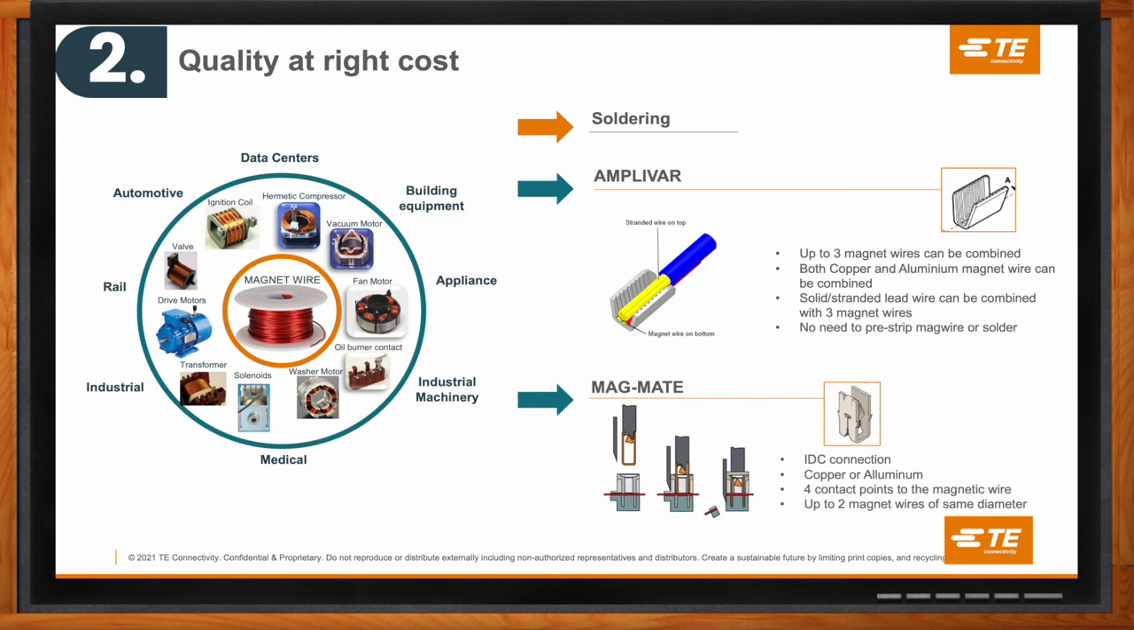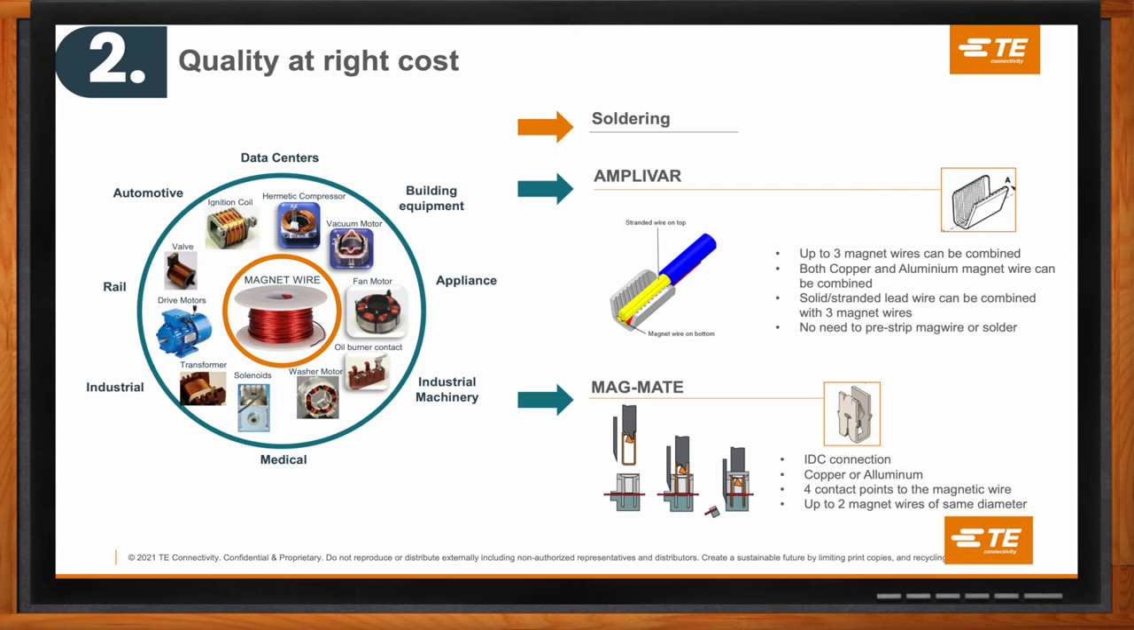From TE, we do have a couple of solutions. One is called Amplivar, the other one is called Magmate, which are in fact connectors or splices, if you prefer, which deliver a better connection for the magnetic wire to the rest of the system in terms of quality, because it's a repeatable process. It's performed by automatic machines, which not only perform the connection, but also check the proper combination of the wire with the connector itself and check the electrical stability of the connection. And it's quicker than soldering, which means that as an overall benefit, the customer would get a higher quality connection of their motor to the rest of the system at a lower total cost.